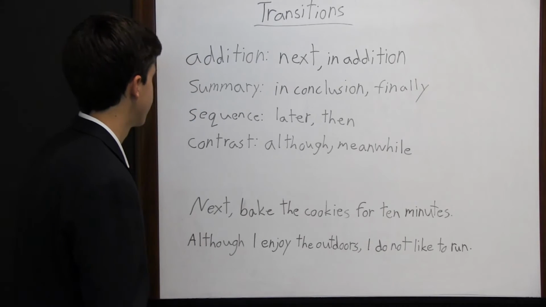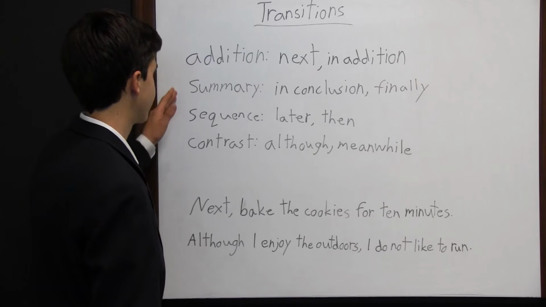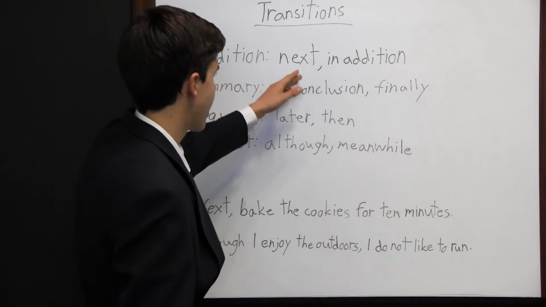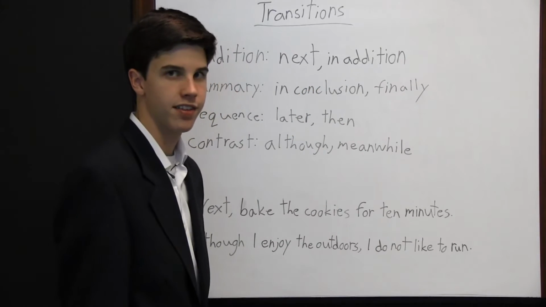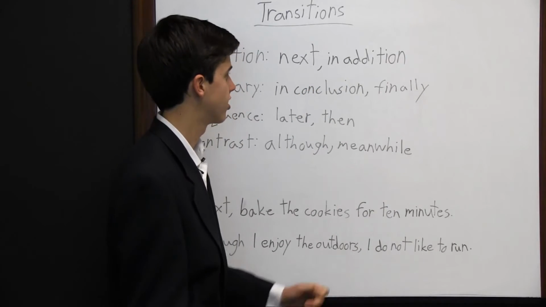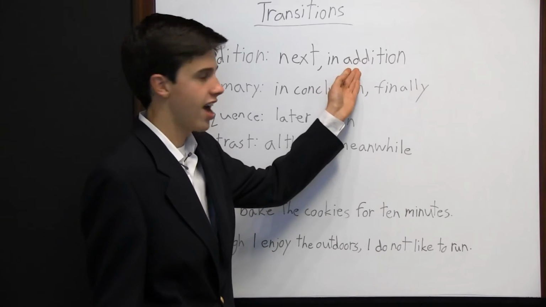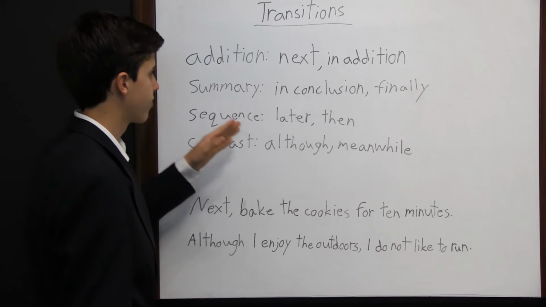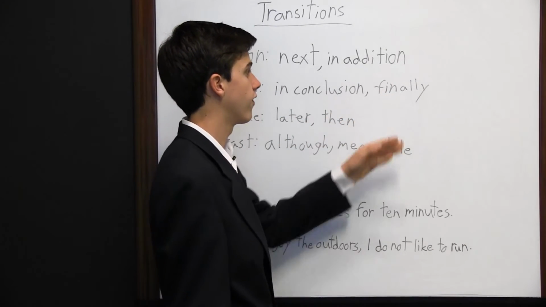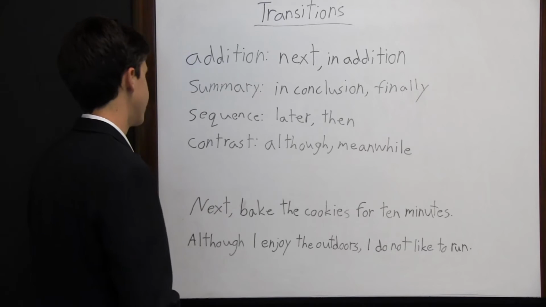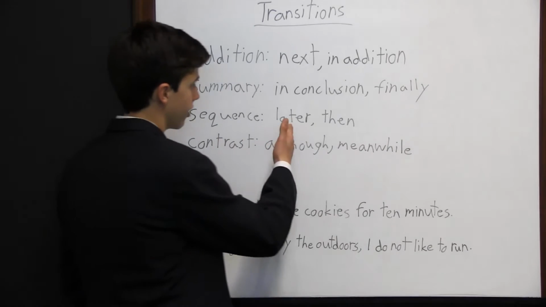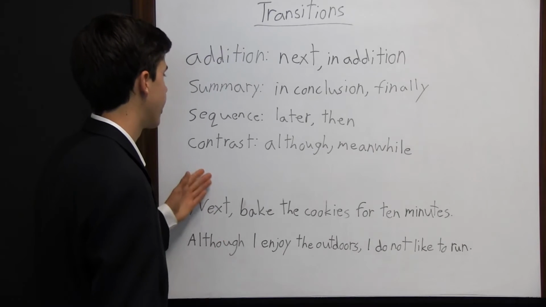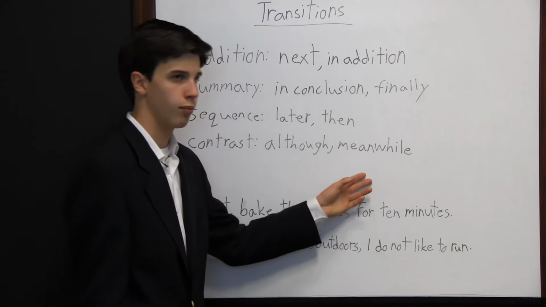So first of all, transitions can be broken up into different kinds of transitions. Some transitions show addition, like the transitions next and in addition. Remember I said that we can also have transition phrases, and so this is a prepositional phrase acting as a transition. Another type of transition is a summary, like in conclusion or finally. And there's some transitions that show sequence, like later or then. And then finally, some transitions show contrast, like although or meanwhile.